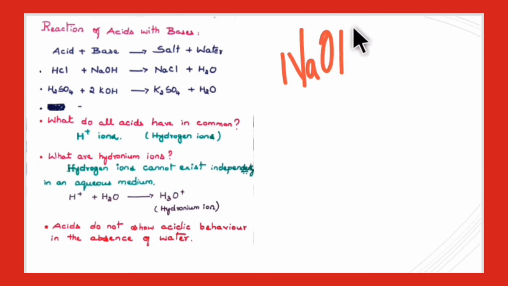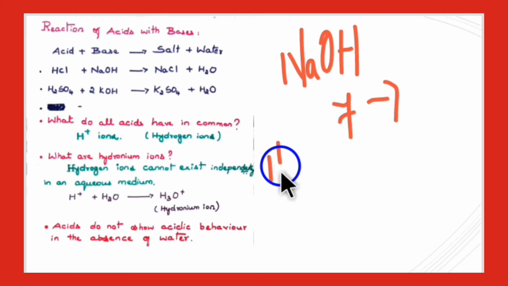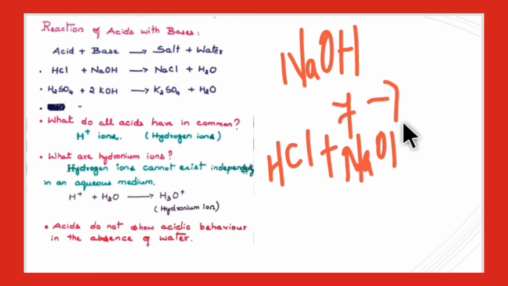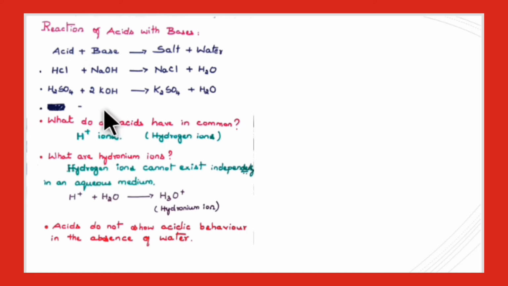In case of acids, pH is less than 7. In case of bases, pH value is more than 7, right? So when acid HCl reacts with base NaOH, it gives the respective salt, that is NaCl, sodium chloride, and H2O. Just remember, it gives out water. Here also H2SO4, the respective salt and water it gives when the acid reacts with bases.